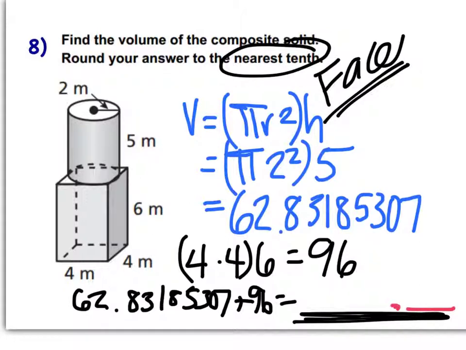Your answer is 158.8. Oop, what did I miss? Meters cubed. See, nothing gets past you guys. Brilliant work.